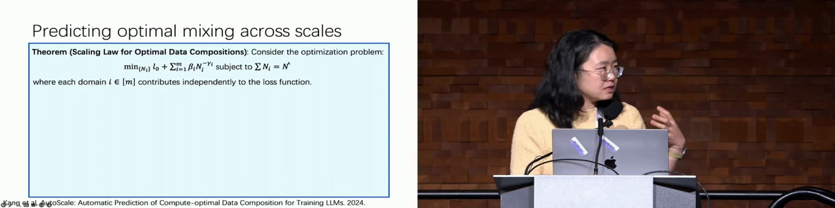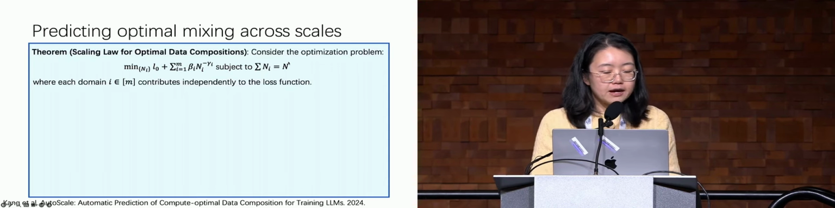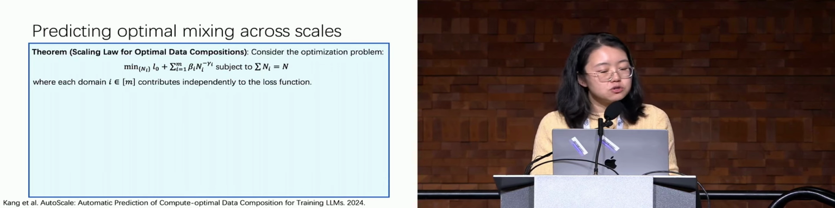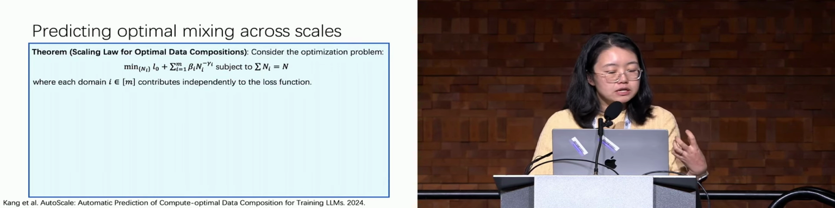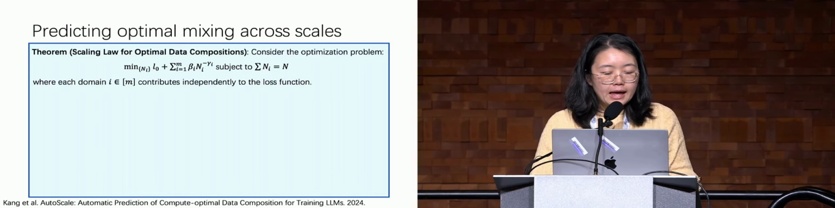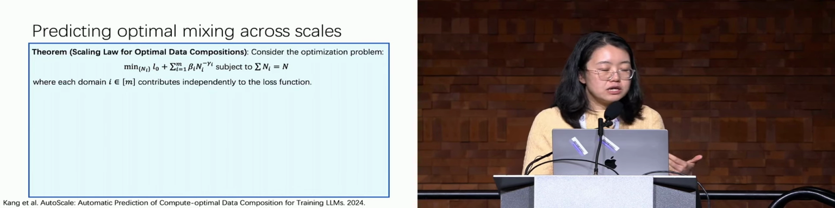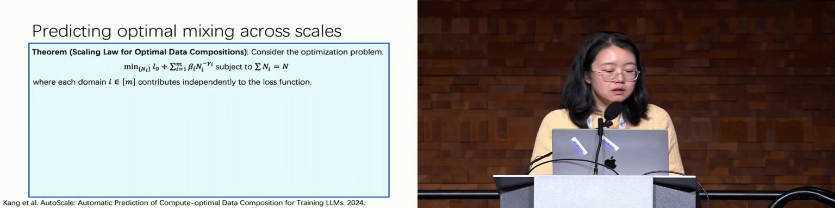This is a kind of rewriting of the optimization problem that is trying to find the mixing ratio. Instead of trying to optimize the ratio, we try to optimize the allocation, the data points allocation for each domain, which is essentially the same thing. And we are subject to a constraint that the allocation for each domain sums up to the total data that we are budgeted for.